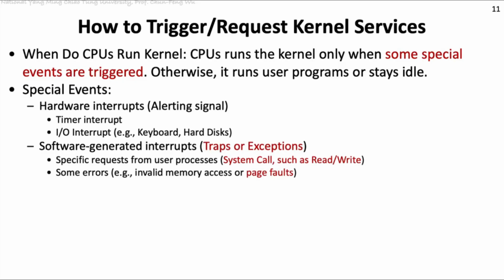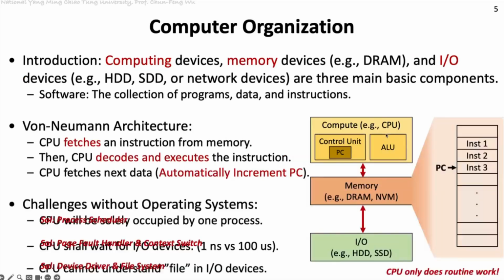The reason is, if you still remember, we said the CPU only does routine work: it just runs the instruction next to the prior one. Coming back to our first page, if instructions 1, 2, and 3 belong to the same process, then they are not the operating system, because this is all process A's code, written by user A, for example.